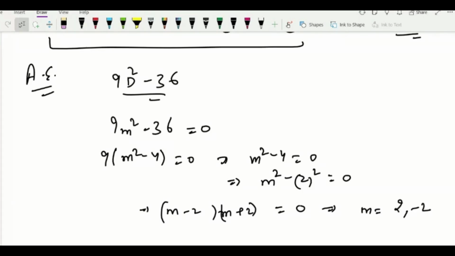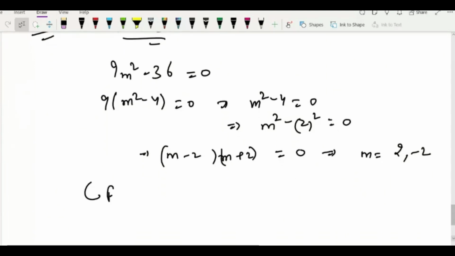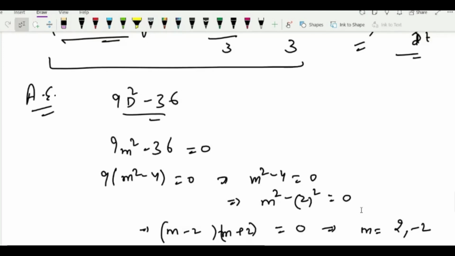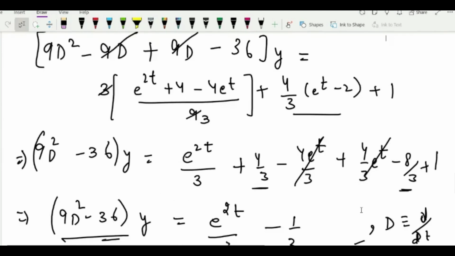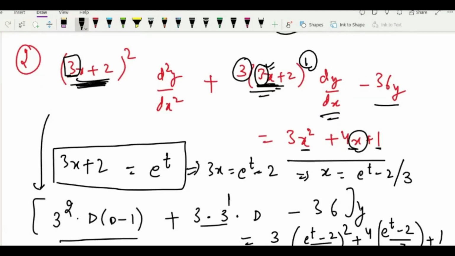Again, this is a case of real and distinct roots. In this case, we have the CF of the type e raised to power m1x plus e raised to power m2x, so C1 e raised to power 2t plus C2 e raised to power minus 2t. So here with e raised to power 2t, again we have the substitution. But here the substitution is different. Here we didn't put e raised to power t as x. Here we have the substitution 3x plus 2 is equal to e raised to power t.